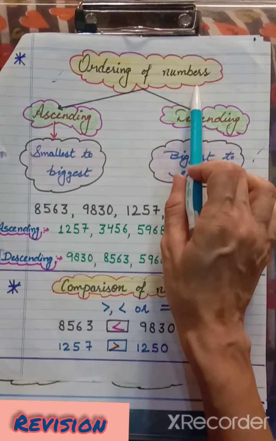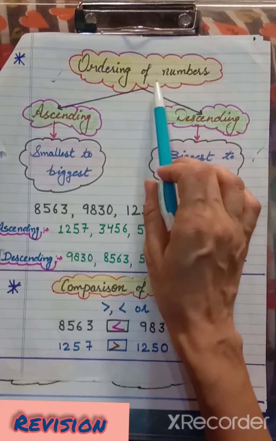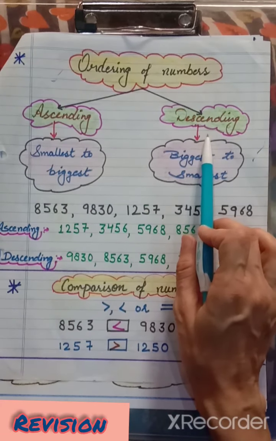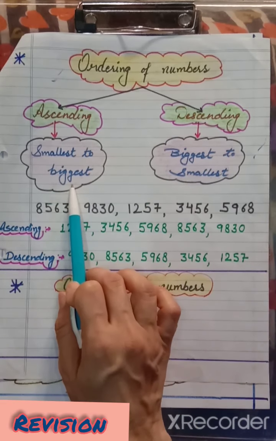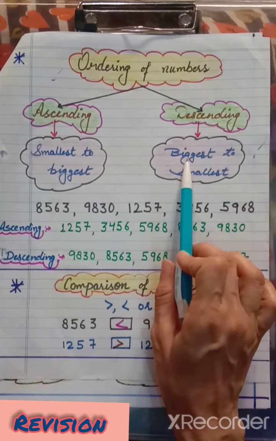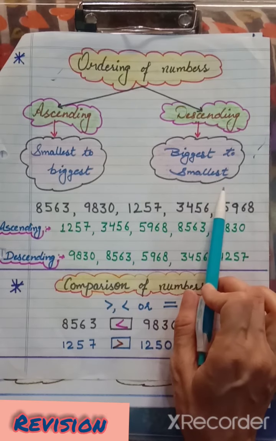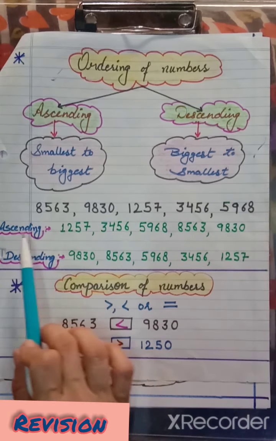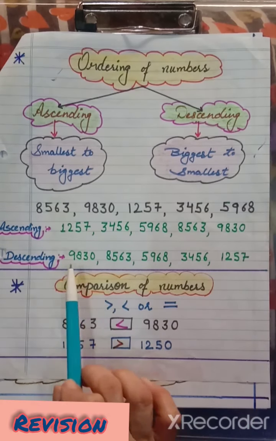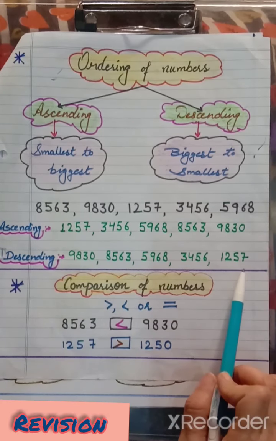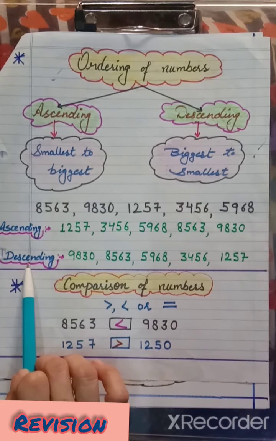Next is ordering of numbers. In ordering of numbers, we arrange the numbers in ascending and descending order. In ascending order, we arrange the numbers from smallest to biggest, and in descending order, we arrange the numbers from biggest to smallest. We have these numbers. First of all, when we arrange smallest to biggest, this is called ascending order. And when we arrange biggest number to smallest number, this is called descending order.